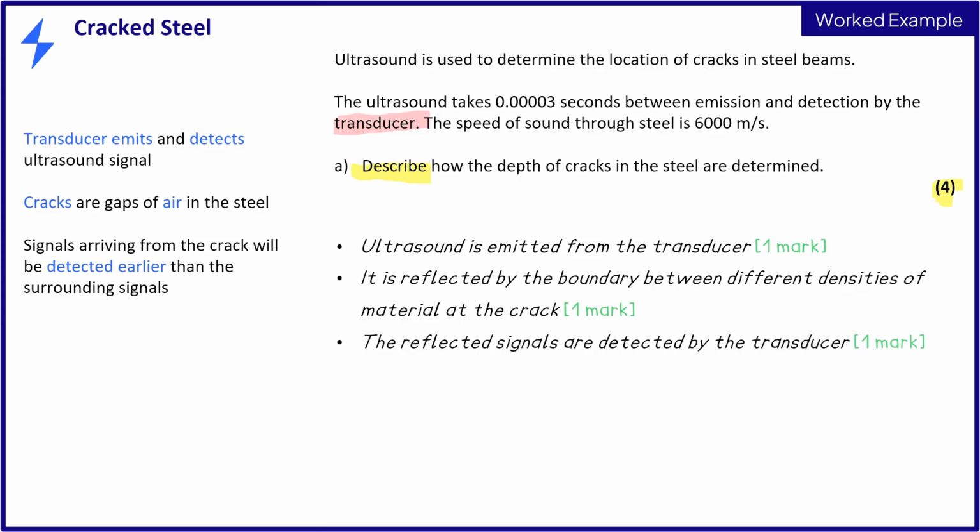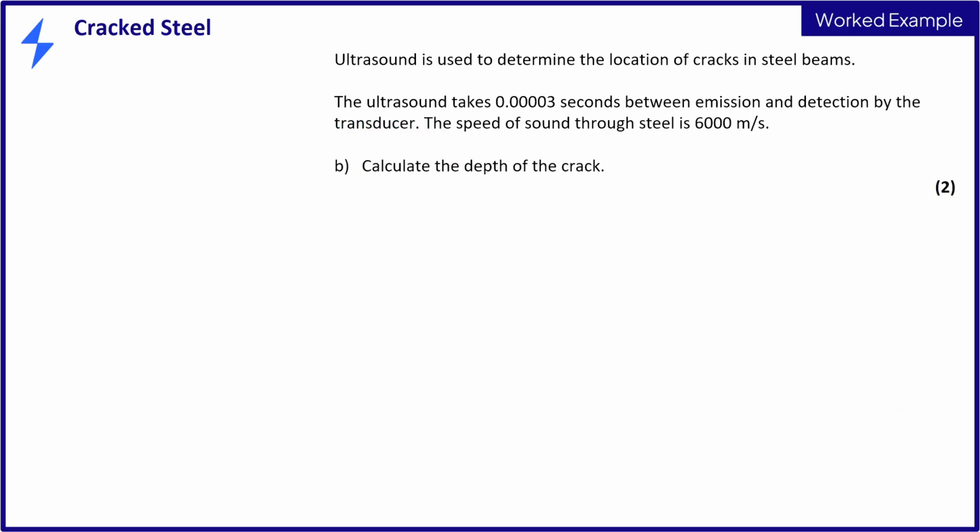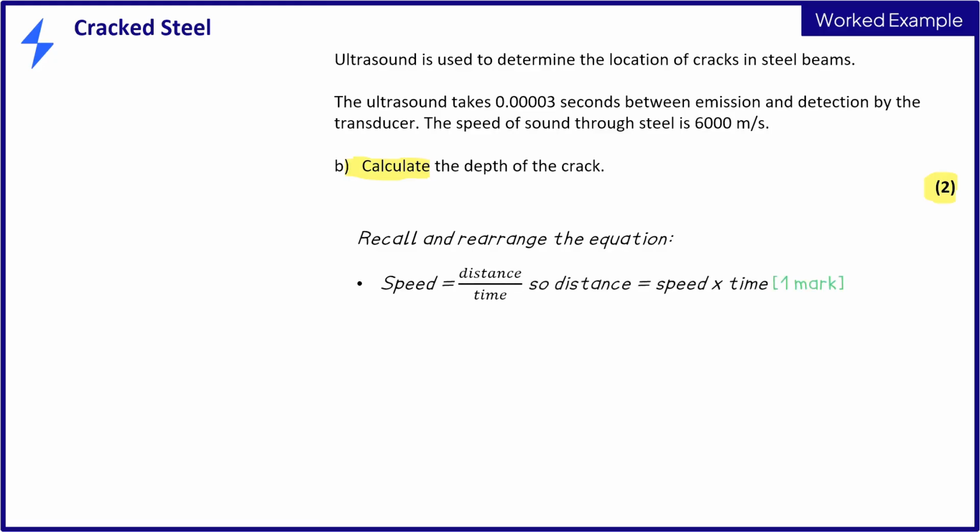The signals are detected by the transducer for 1 mark. The time is measured, the speed of the sound in steel is known, so the depth of the crack can be calculated for 1 mark. For part B, calculate the depth of the crack for 2 marks. Recall and rearrange the equation. Speed is equal to distance divided by time, so distance is equal to speed times time for 1 mark.